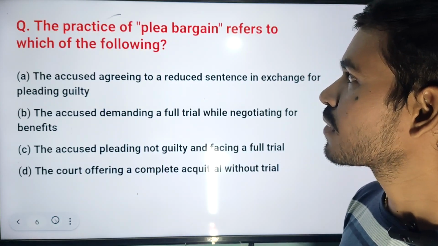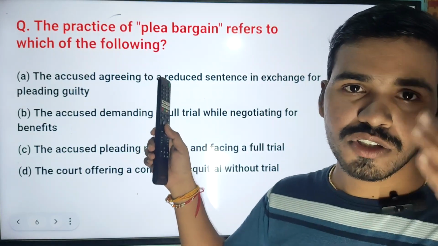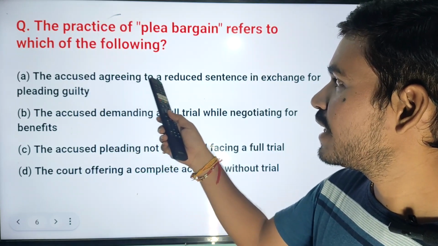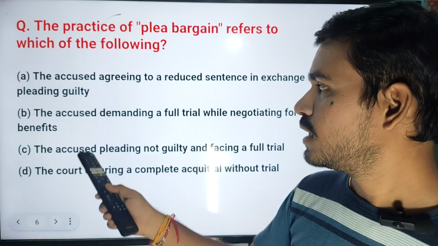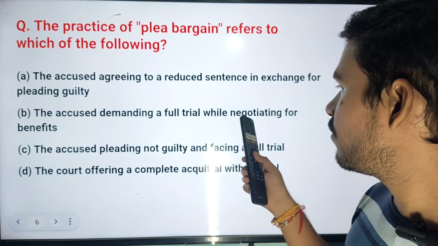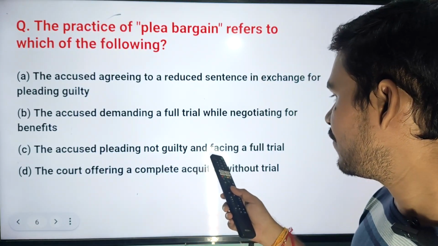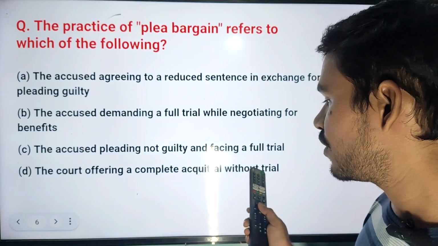Next question. The practice of plea bargain refers to which of the following? So, what is plea bargain? The accused agreeing to a reduced sentence in exchange for pleading guilty. The accused demanding a full trial while negotiating for benefits. The accused pleading not guilty and facing a full trial. The court offering a complete acquittal without trial.